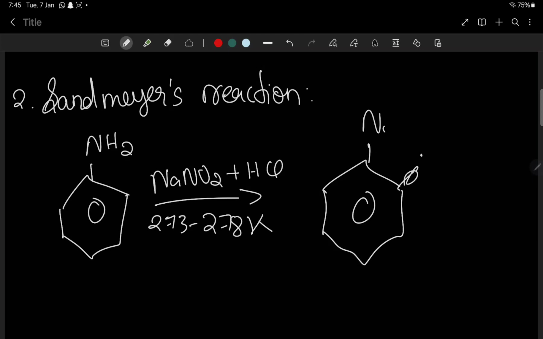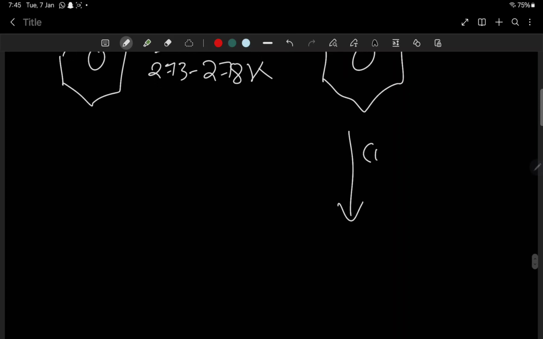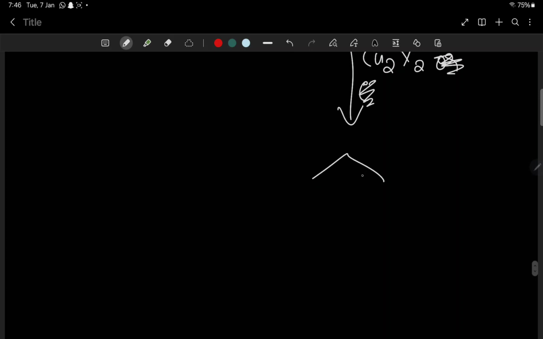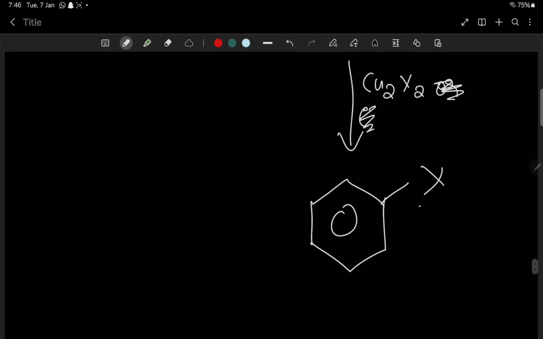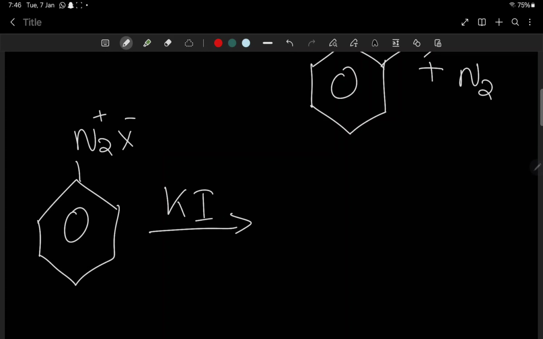ArN2+ X minus, and into this we add Cu2X2. We get aryl halide plus nitrogen gas. Now if we need to form iodide, the simple method is to just take this diazonium salt and put it in a bottle with KI, you will get iodide. Just shake it with KI. It's very simple.